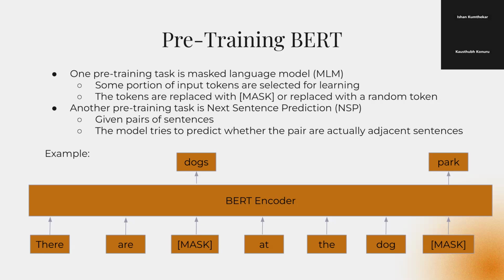Another way we can pre-train BERT is with next sentence prediction, where we're given pairs of sentences, and the model should predict whether the pair of sentences are adjacent to each other. So if we're given two sentences, does the first sentence precede the second sentence? That's all it's doing, and it can learn the contextual meaning and generate embeddings.